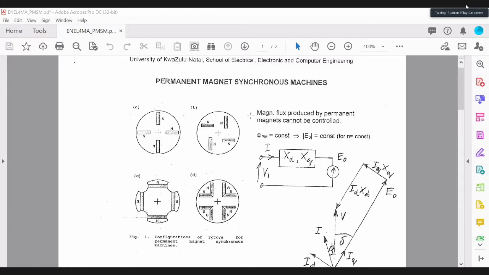Because now the magnetic flux that's produced by these permanent magnets cannot be controlled. So what happens is, for those machines, the flux that's passing from the rotor into the air gap and onto the stator side is basically constant. So phi PM is constant. And obviously then the magnitude of E naught is constant for the machine, right?